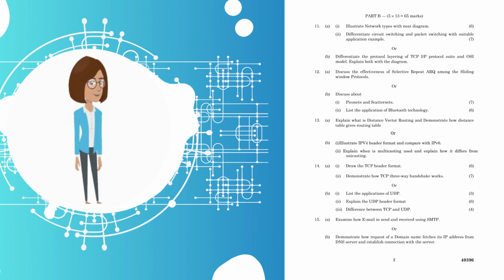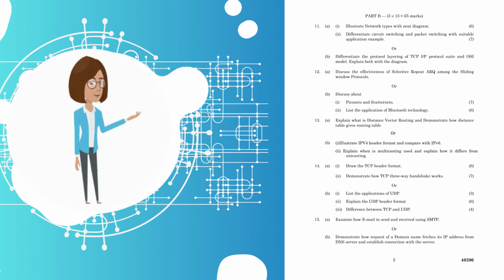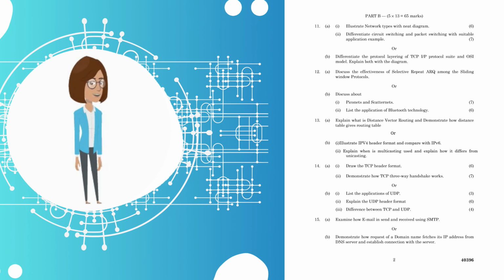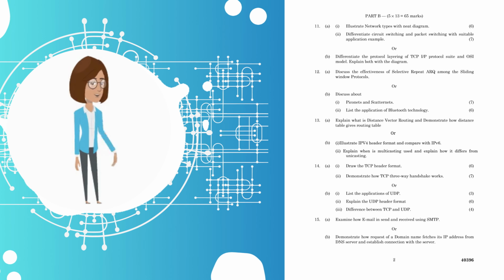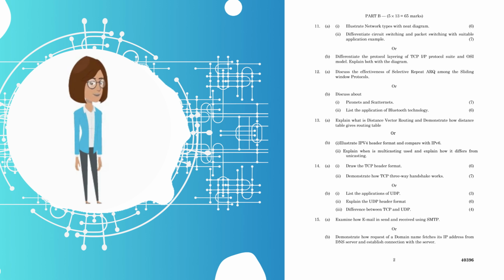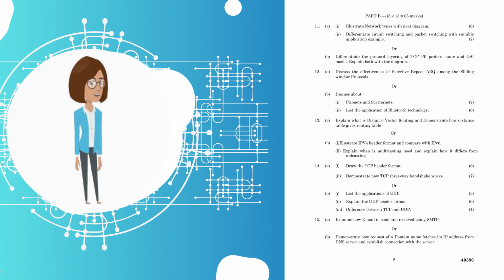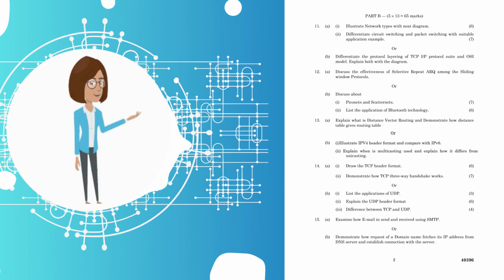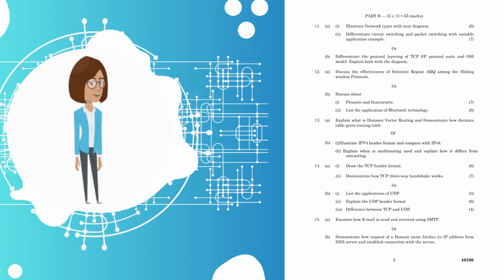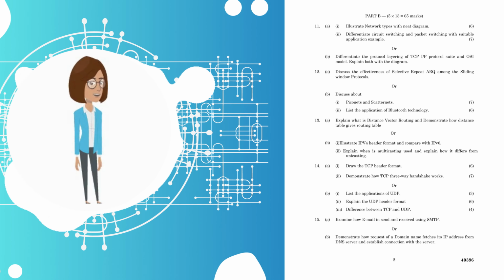12a. Discuss the effectiveness of selective repeat ARQ among the sliding window protocols. Or B. 1. Discuss about piconets and scatternets. 2. List the application of Bluetooth technology. 13a. Explain what is distance vector routing and demonstrate how distance table gives routing table. Or B. Illustrate IPv4 header format and compare with IPv6. 2. Explain when is multicasting used and explain how it differs from unicasting.